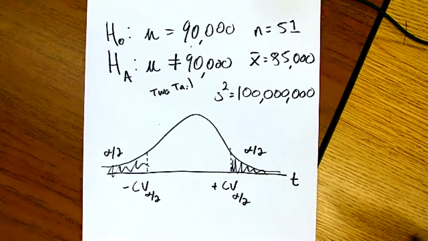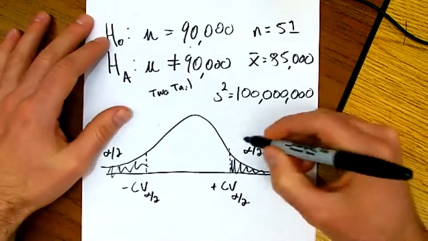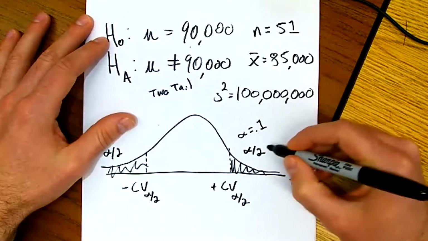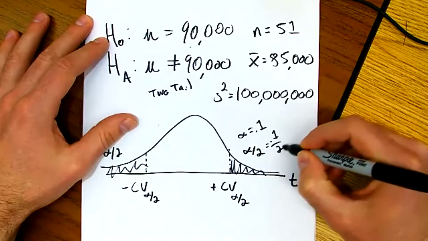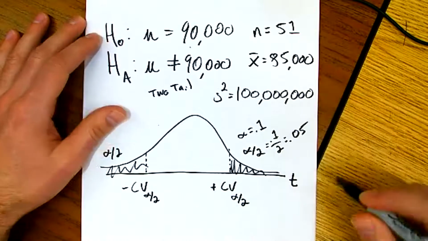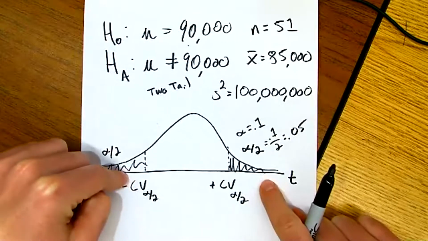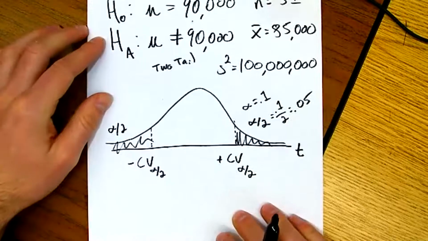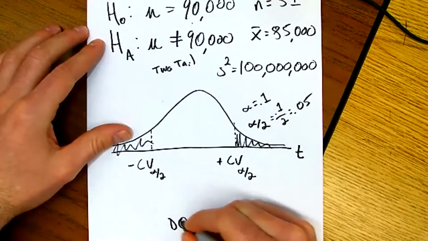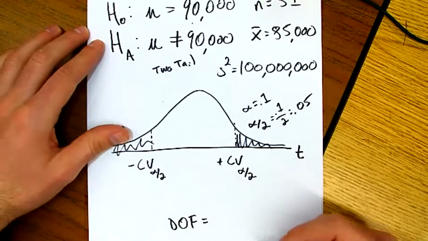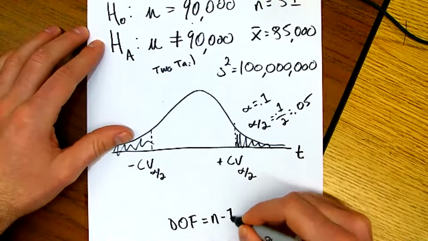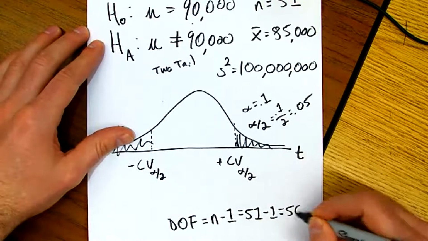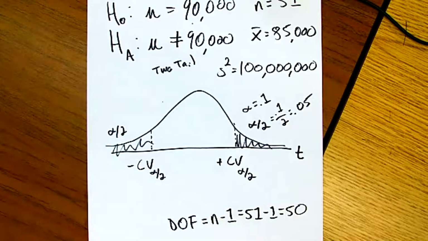Well, I can use the table if I know the area I want in the tail. So let's say we use the first alpha of 0.1. Then 0.1 over 2 is 0.05. So I want 0.05 in each tail, and I want to know the t-value that gives that to me. The other thing we need here is what student t distribution I am using. That depends on my degrees of freedom. We said the degrees of freedom was simply n minus 1. So here, 51 minus 1, making it easy, we'll use the degrees of freedom of 50.